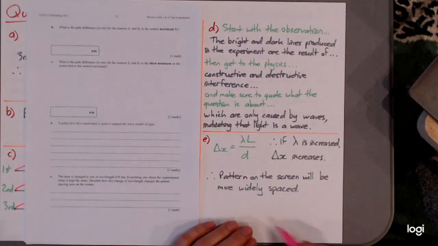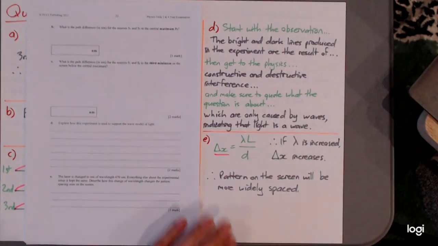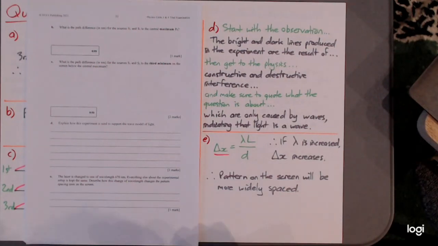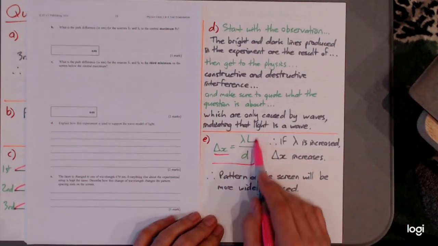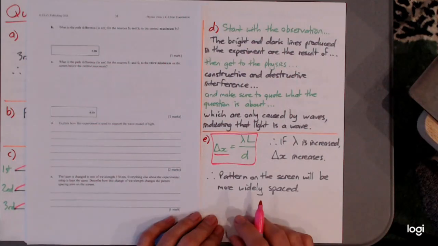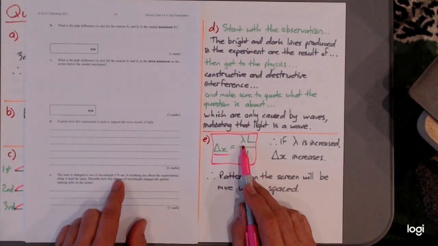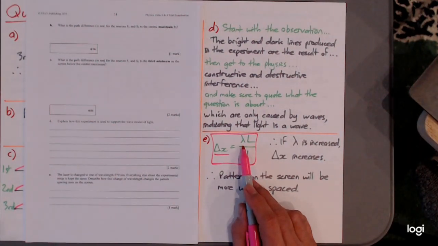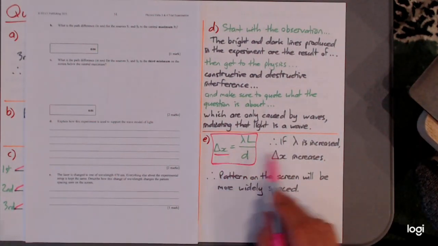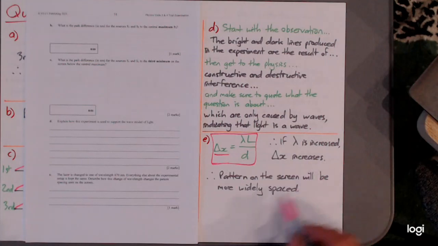The pattern on the screen is dictated by delta X. So go straight to the formula. If the wavelength is bigger, and 670 is bigger than 584, then that's going to be bigger. If the wavelength is increased, that increases. The pattern on the screen will therefore be more widely spaced.